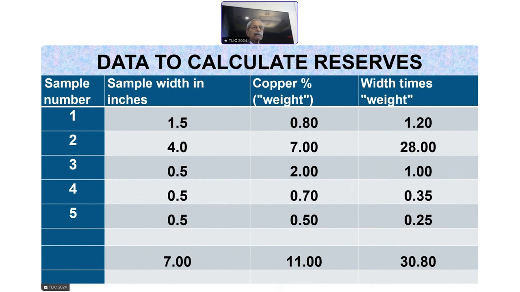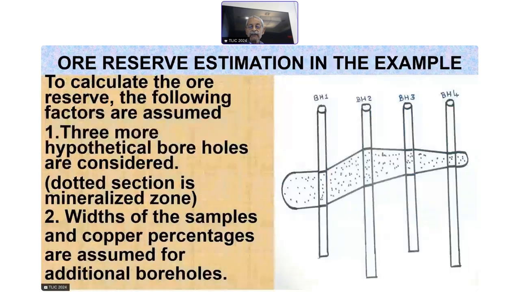I use the same data for simplicity's sake. Here is an important stage again. To calculate those, the following factors are assumed. Now this is the borehole, hole number one. Then I have to select a few more, borehole 2, borehole 3, borehole 4. I need at least about 40 boreholes to drill to get the reserve calculation. So three more hypothetical boreholes are considered, and this dotted zone is the mineralized zone from these three holes.